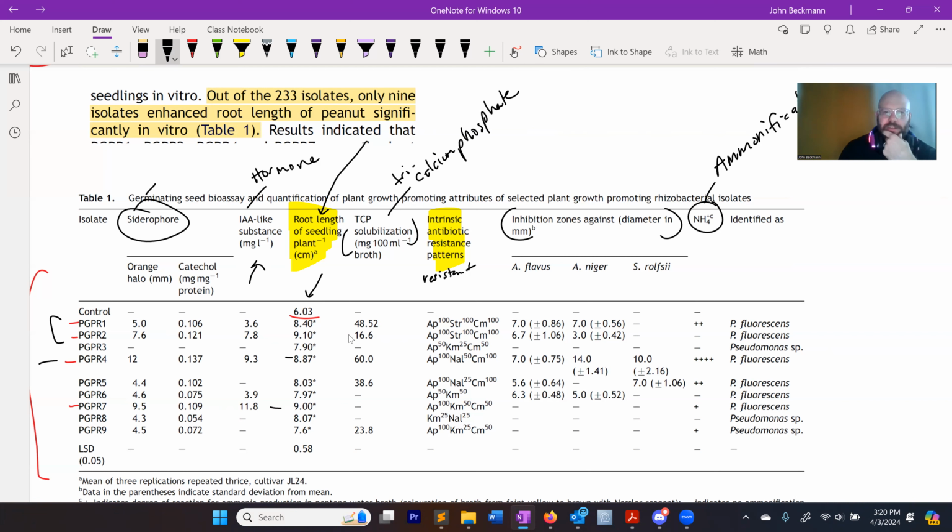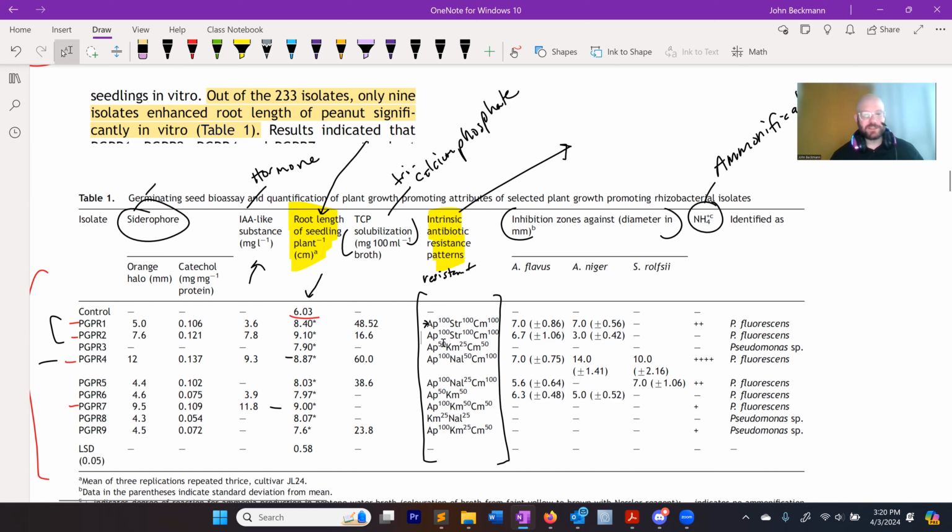Here's another thing they did. They tested for intrinsic antibiotic resistance patterns. Here they're listing whether or not they're resistant against these antibiotics. If you see it, that's resistance that they detected. Why would they do this? Why would they test for antibiotic resistances? Thinking about synthetic biology and biotechnology in general, why is this worth doing?